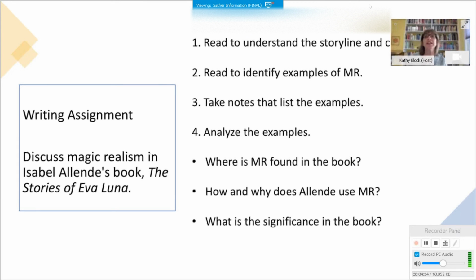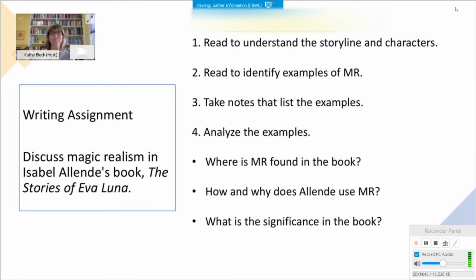We'll look at this process in the context of a writing assignment. This example writing assignment comes from our workshop yesterday. Don't worry, it's just an example assignment. You don't have to do this assignment. We're just going to look at it for a minute. So here's the writing assignment. Discuss magic realism in Isabella Allende's book, The Stories of Eva Luna.